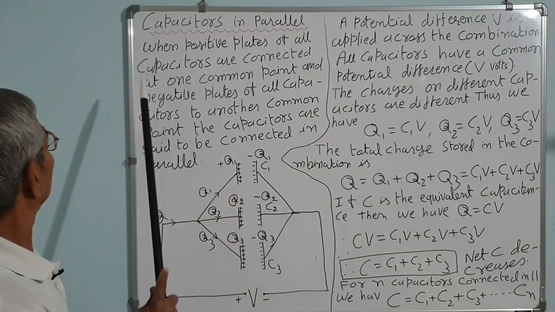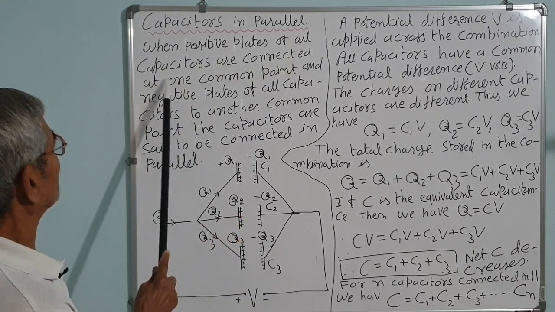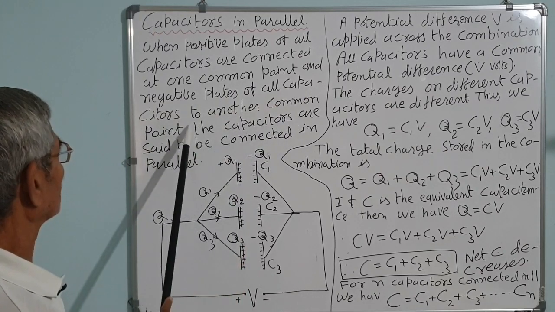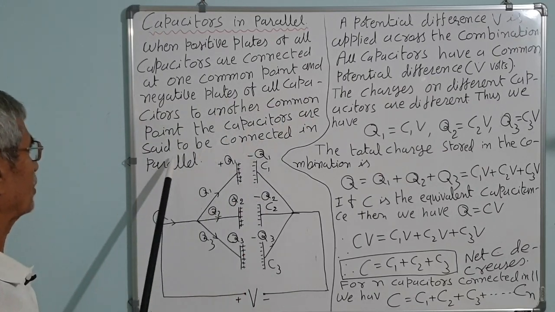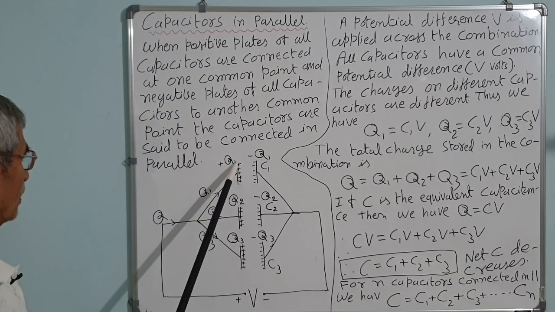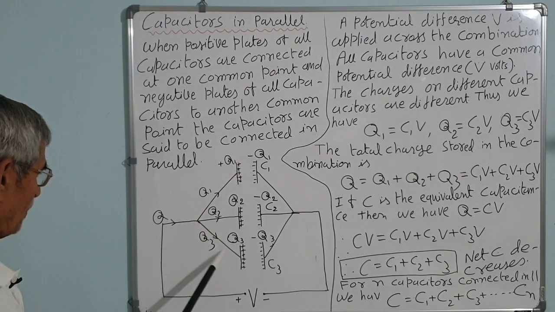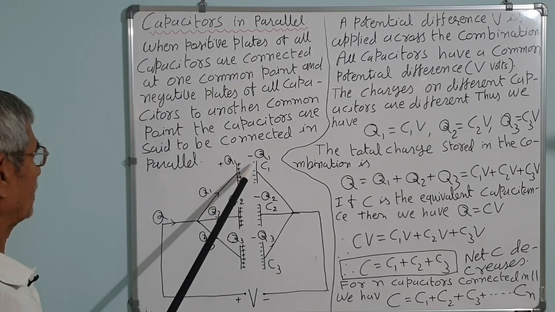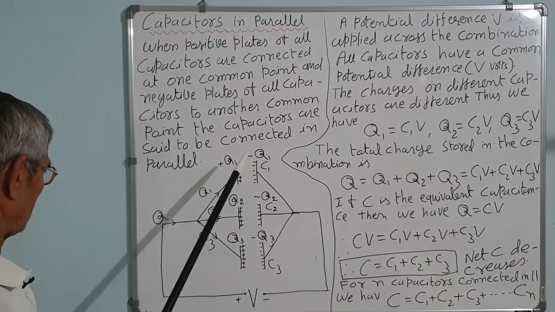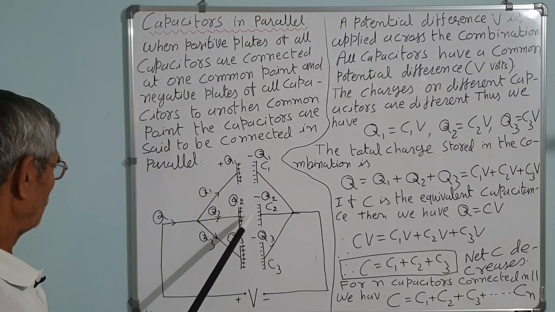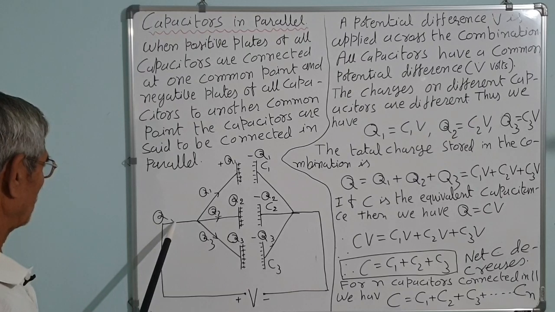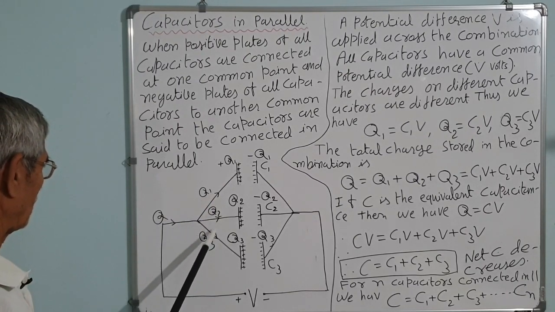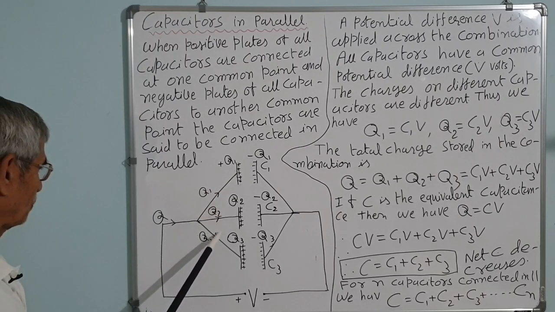Capacitors in parallel. When the positive plates of all capacitors are connected to one common point and the negative plates of all capacitors to another common point, the capacitors are said to be connected in parallel, as shown in the figure. The positive plates are connected to one common point. The charge on these capacitors, say plus Q1 on one plate, another plate minus Q1, both are equal, correct. Here Q2, the charges are different, net charge is Q, that is divided into three parts, as current also is divided into three parts. So I1, I2, I3. Similarly, charges are also different, Q1, Q2, Q3.